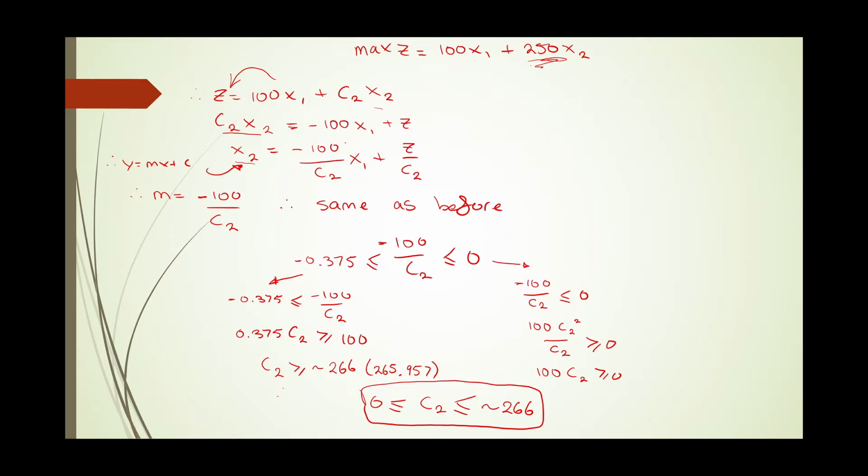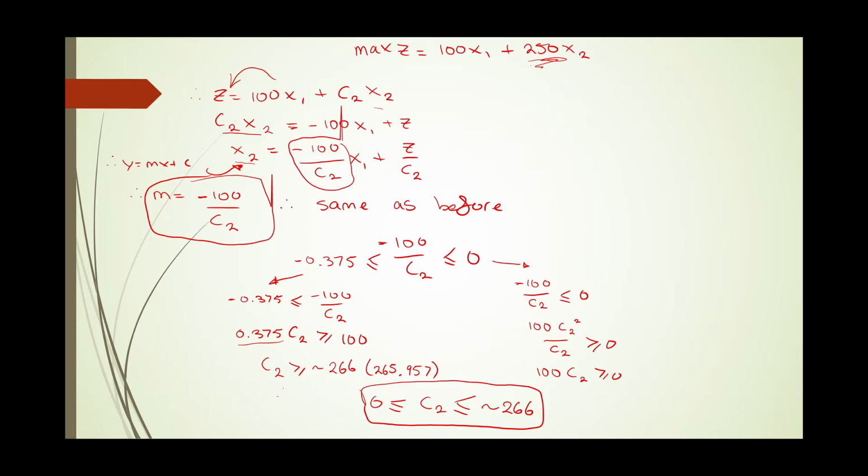Therefore we can get the same statement as before, y equals mx plus c, with our gradient being negative 100 over c2. So same as before, comparing with the other gradients. See here, negative 0.375 is less than negative 100 over c2, and then multiplying by negative c2, the signs flip, get the c2 on the top, divide both sides by 0.375, therefore we can see c2 is greater than approximately 266.